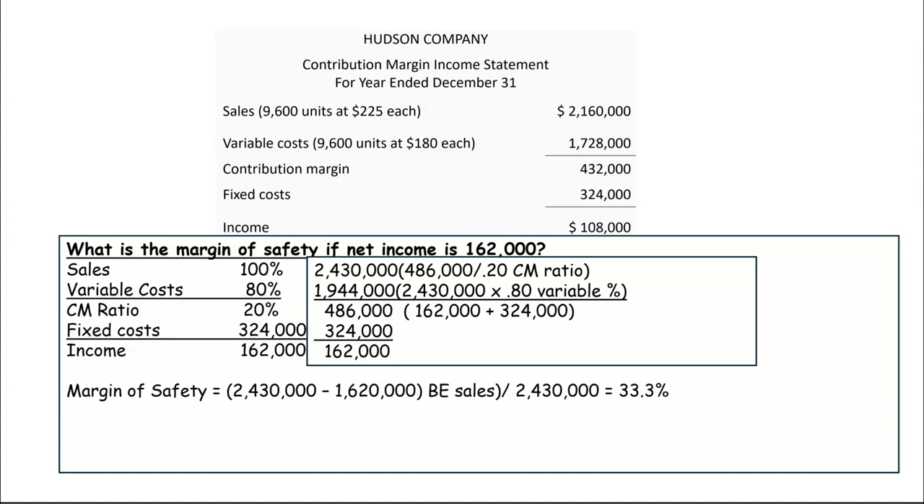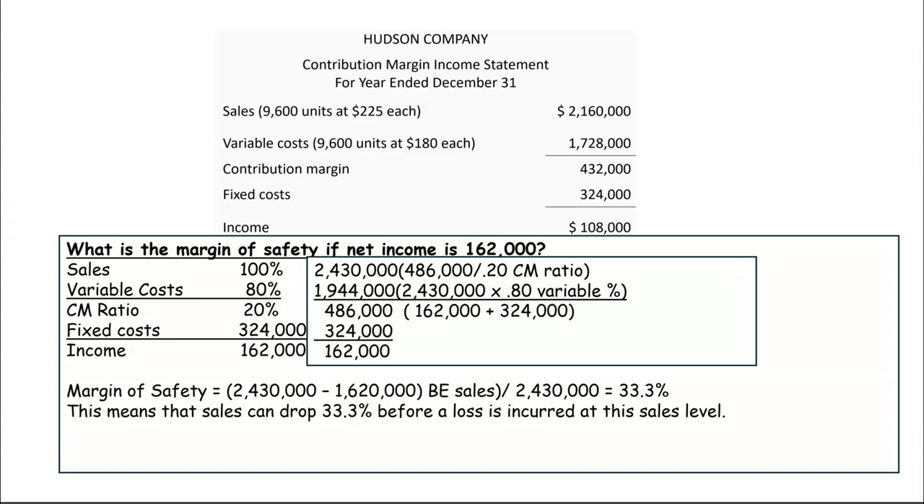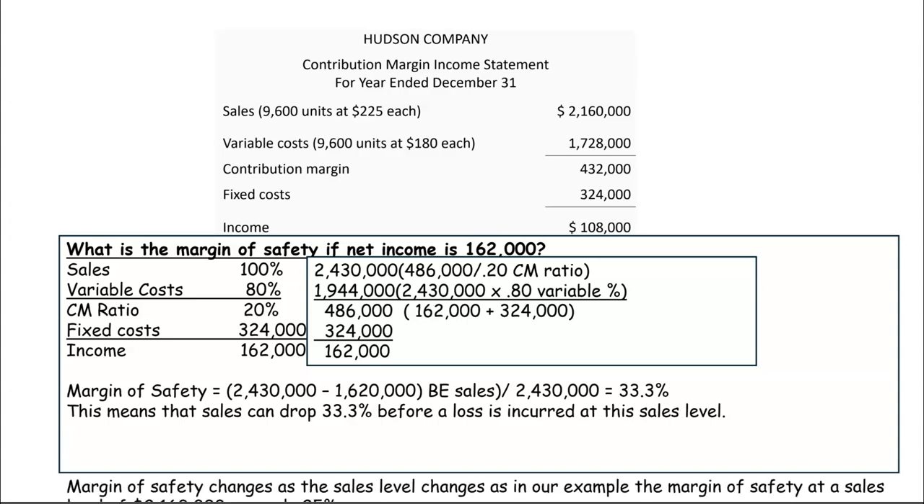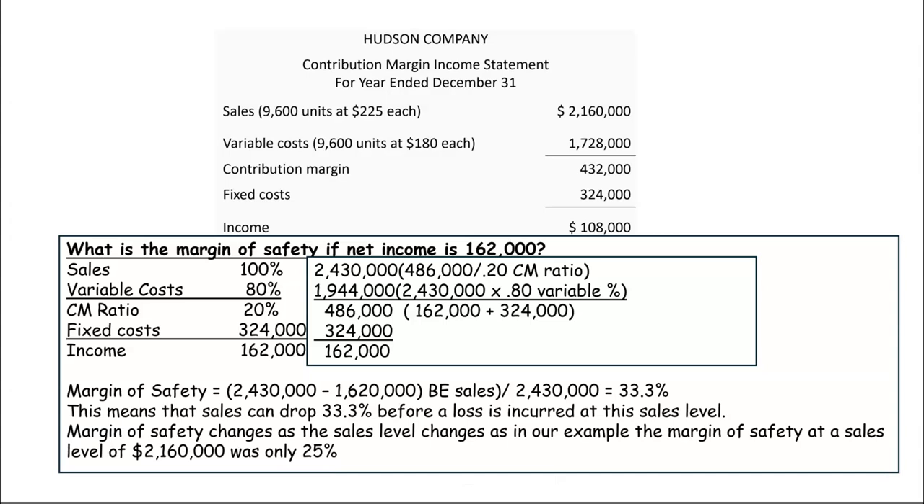So our margin of safety is going to be 33.3% if our sales are at $2,430,000. Like I told you, it changes, which tells us again sales at this level. At $2,430,000 in sales, it can drop 33% before we start to incur losses. Just remember, again, it changes at each sales level.